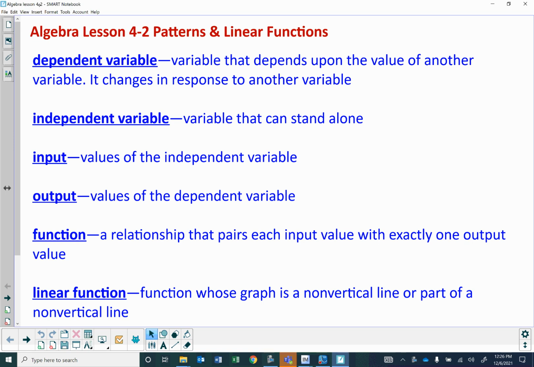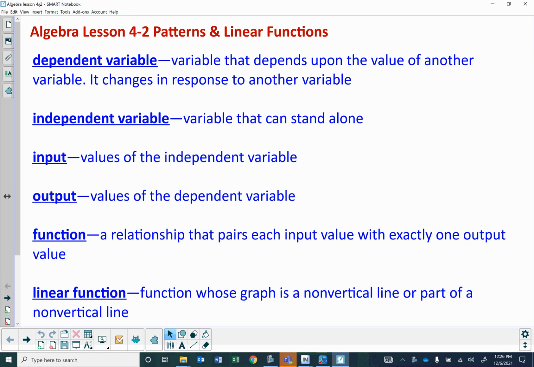This is Algebra Lesson 4-2, Patterns and Linear Functions. There are several vocabulary words here that are very critical to understanding this lesson and every lesson that comes after it in this chapter. So it's very important that you write these words down and make sure that if I write down any examples, you copy them.